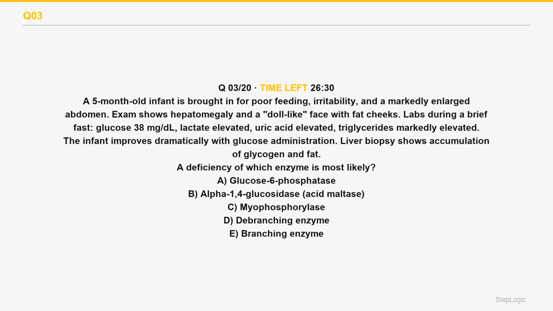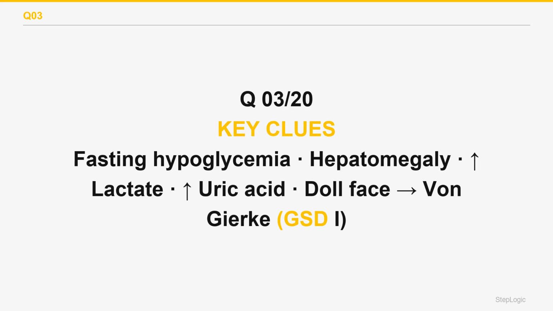Read the command: which enzyme is deficient? Severe fasting hypoglycemia, hepatomegaly, lactic acidosis, hyperuricemia, hyperlipidemia, doll-like face: von Gierke disease, glycogen storage disease type 1.